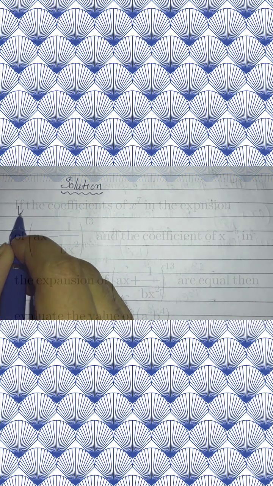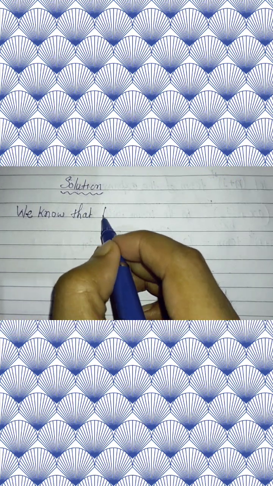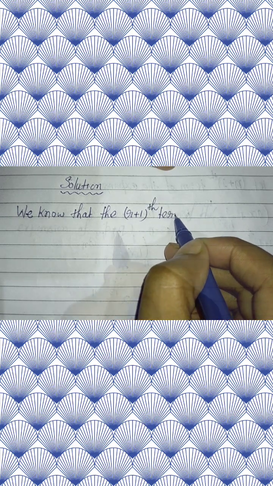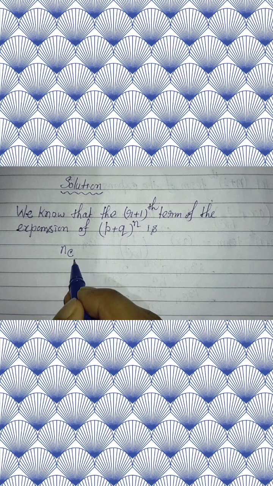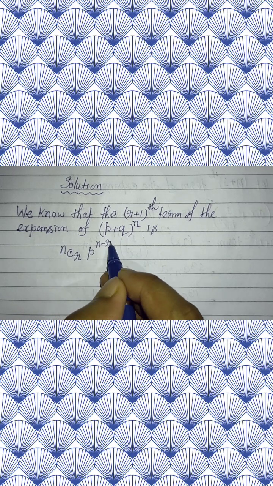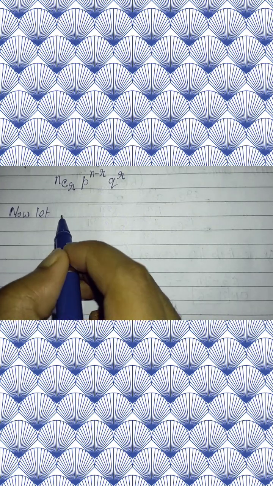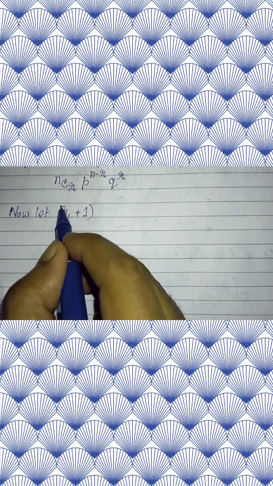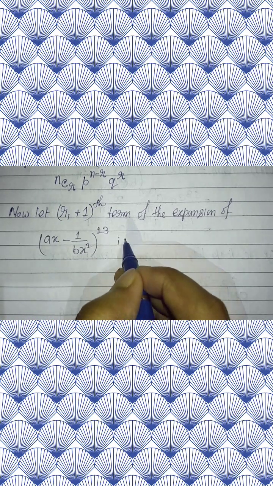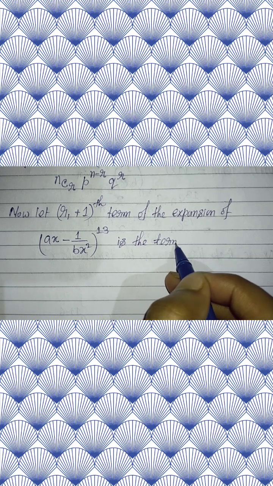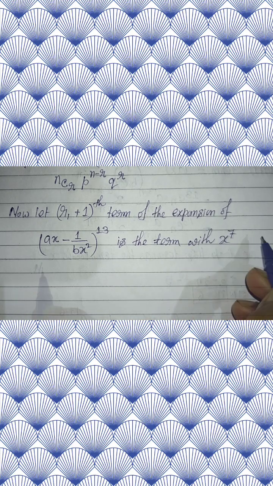Now let's get into the solution. We know that the (r+1)th term of the expansion of (p+q)^n is nCr p^(n-r) q^r. Now let the (r1+1)th term of the expansion (ax - 1/(bx^2))^13 be the term with x to the power 7.